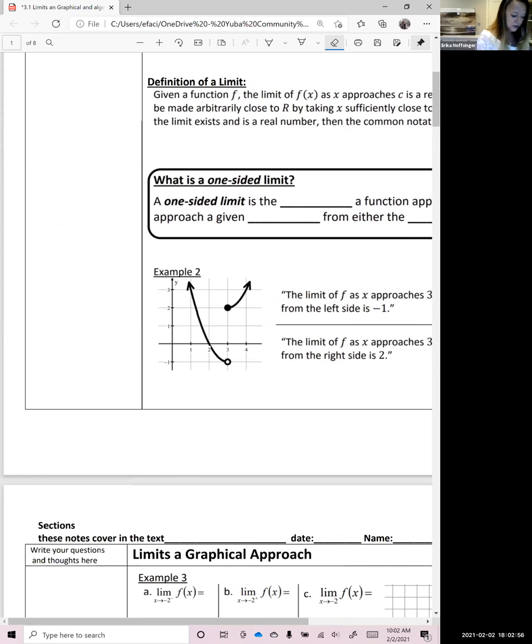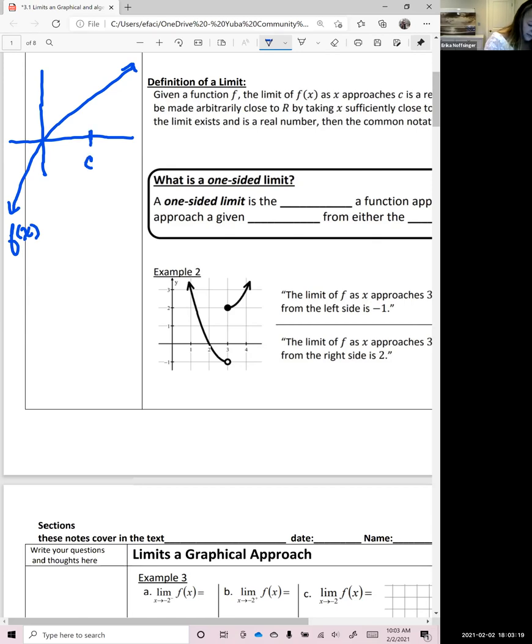So I'm just going to draw a picture. Sorry, and draw a picture here. So we might have some graph of f of x. And let's say this is our x value of c. And so the limit of f of x as x approaches c is a real number, and it said r. So let's say this is where our graph is hitting when x is c.